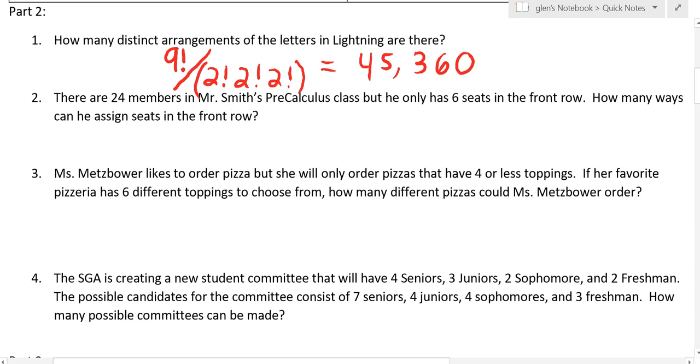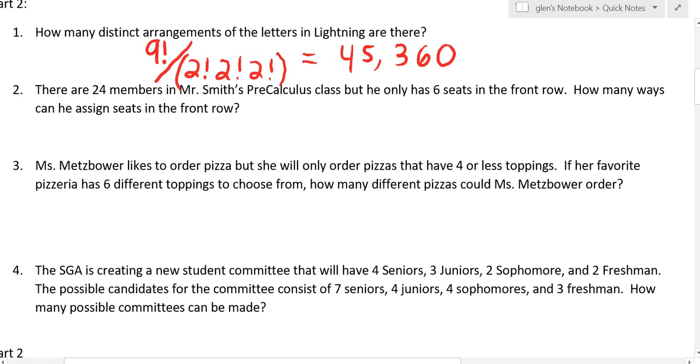If there's 24 members in my class and I have 6 seats in the front, how many ways can I assign seats? Because the order matters, this is a permutation. And because I'm taking from a finite group and we're taking one out each time, we can use the permutation formula. Cool? So all you have to do is say there's 24, and we are trying to permute 6 of them. The math behind that is 24 times 23 times 22 times 21 till you get 6 things. It's a big number.